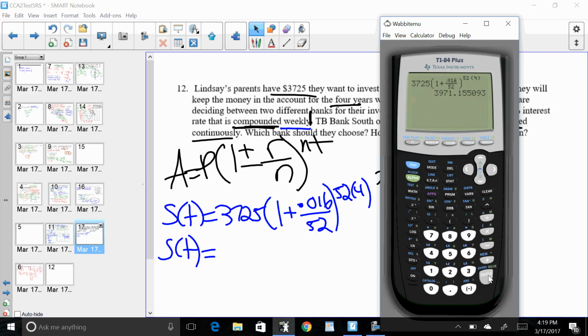What scares me is that you guys still don't know how to round to the nearest cent. I guess you never bought anything from the store. When you go to the store, you have 2 decimal places that appear in the cash register. 3971.16.